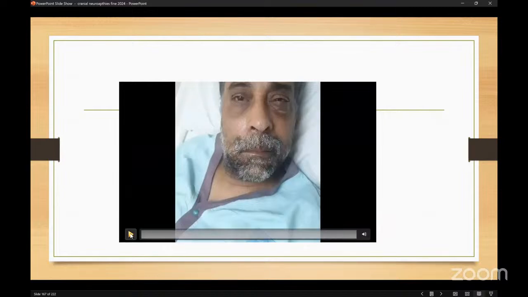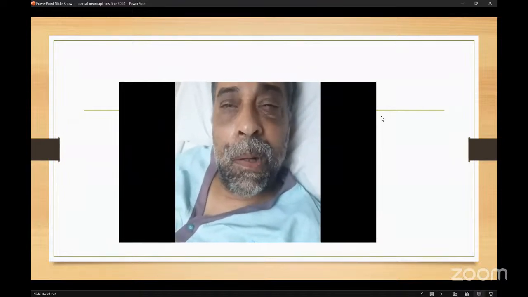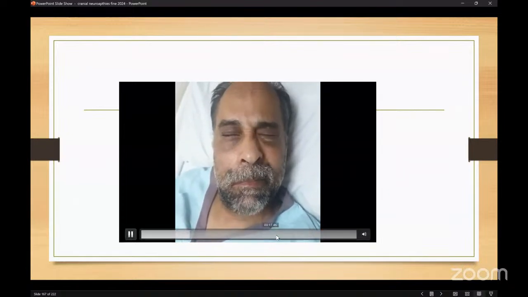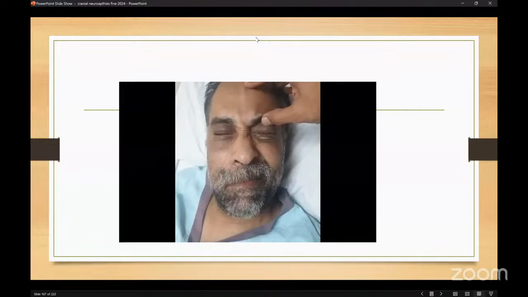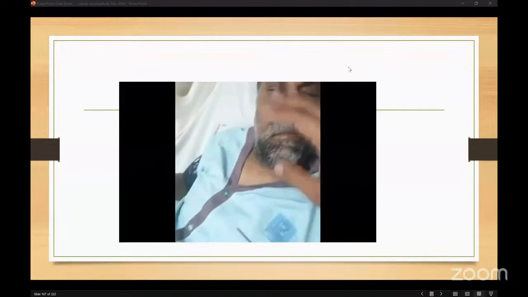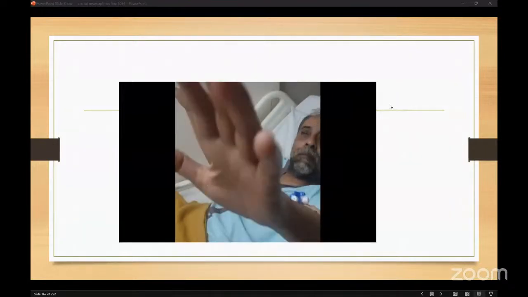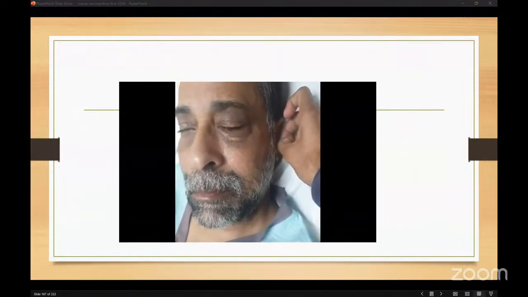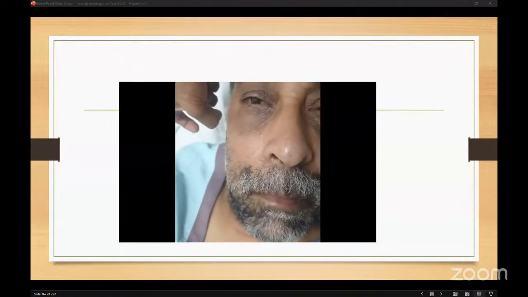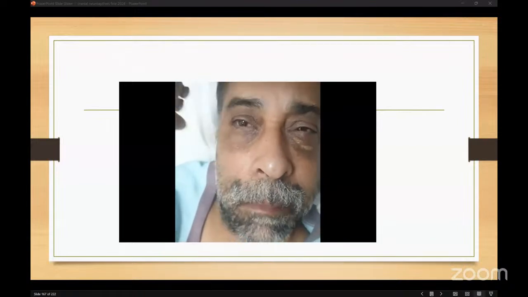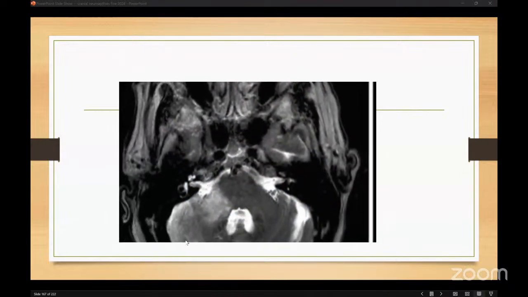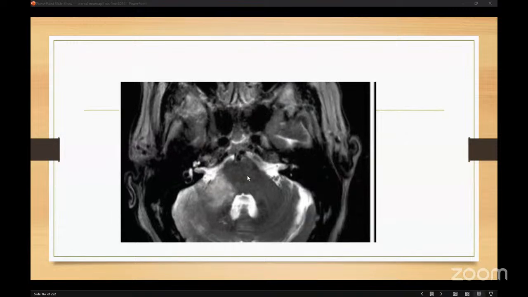Can anybody tell this? This is acute onset. You can see the right facial palsy is there. So this was a right ICA territory infarct. Acute onset facial and hearing loss and ataxia.